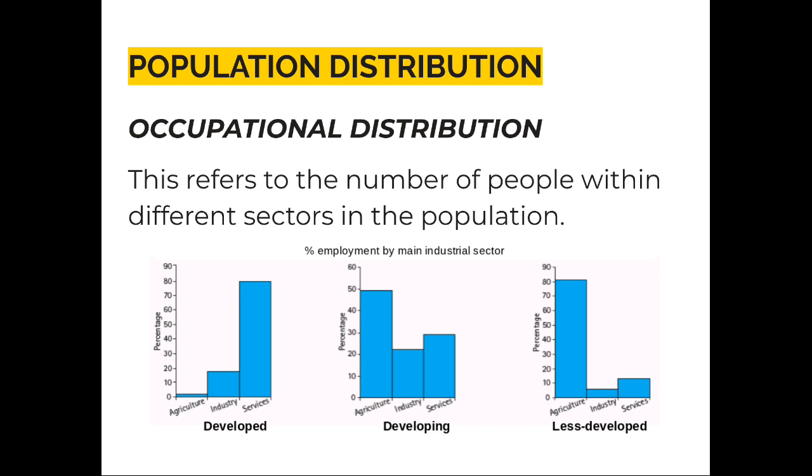If you see the diagrams given, you can see that developing and less developed countries have different patterns. Basically, in economics, we have three sectors. If you see there, we have agriculture, industry, and services. Agriculture refers to the primary sector. Industry refers to the secondary sector. Services refer to the tertiary sector. So what does it mean?